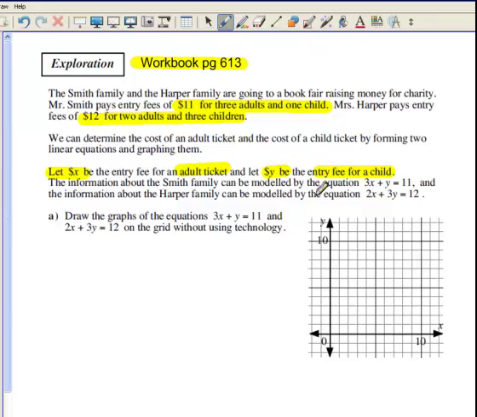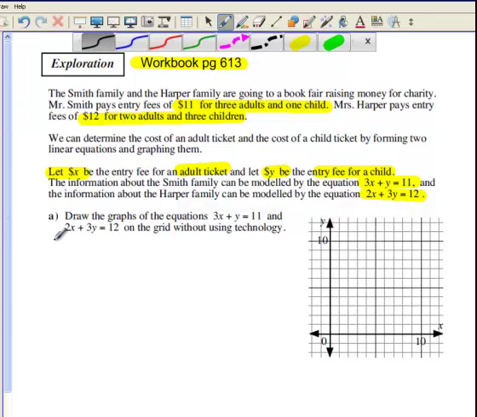The information about the Smith family can be modeled as 3x plus y equals 11. That came from that first sentence we highlighted, $11 for 3 adults, or 3 x's, and 1 child, 1 y. And the information about the Harper family can be modeled as 2x plus 3y equals 12. So 2 adults plus 3 children equals $12.